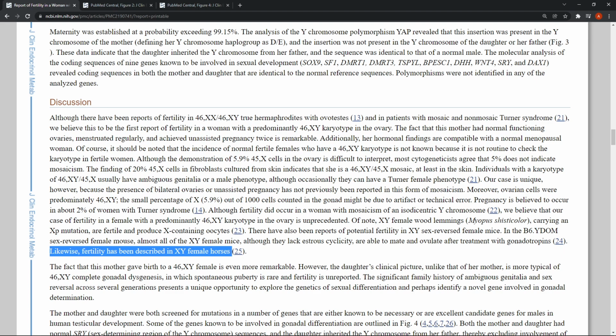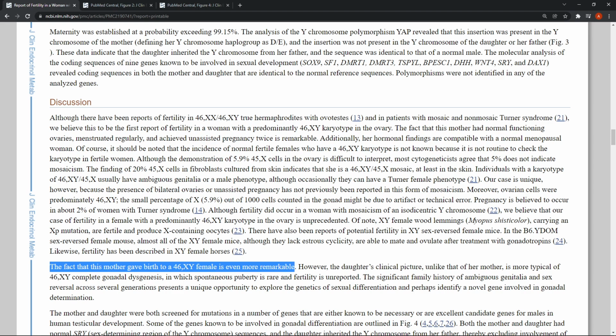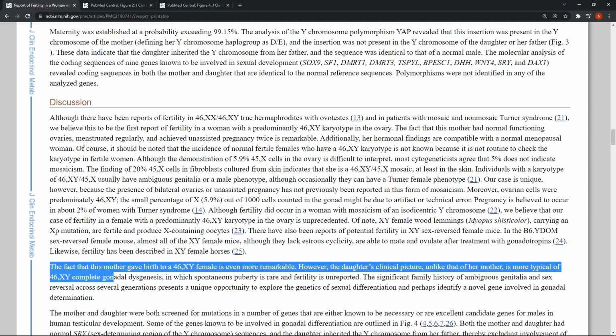So this is just, they're piling on here. This happens in nature. We know it happens in nature. This is the first time we've seen it in humans. And we like to separate ourselves from nature when really, are we? I don't think so. We're monkeys. Or apes. So the fact that this mother gave birth to a 46XY female is even more remarkable. Because, what are the chances? It's crazy. However, the daughter's clinical picture, unlike that of her mother, is more typical of a 46XY complete gonadal dysgenesis, meaning that she is underdeveloped for her age.